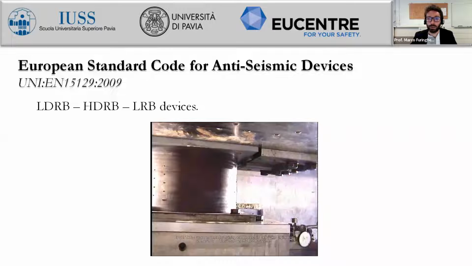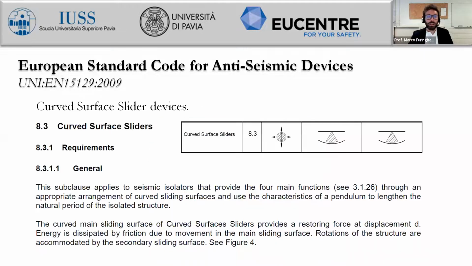Okay, other questions? Okay. So let's have a look at the testing protocol for the curved surface slider. It is exactly similar to what we have observed for rubber bearings. Obviously, we have different tests because actually the behavior is different. And you see that there are again some definitions.